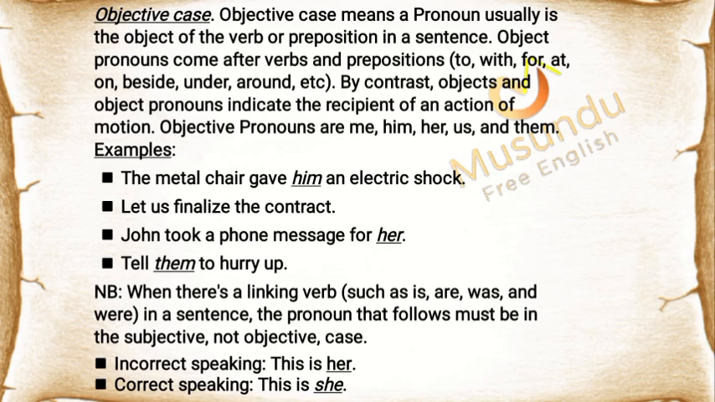NB. When there's a linking verb, such as is, are, was, and were, in a sentence, the pronoun that follows must be in the subjective, not objective case. Incorrect: this is her. Correct: this is she.